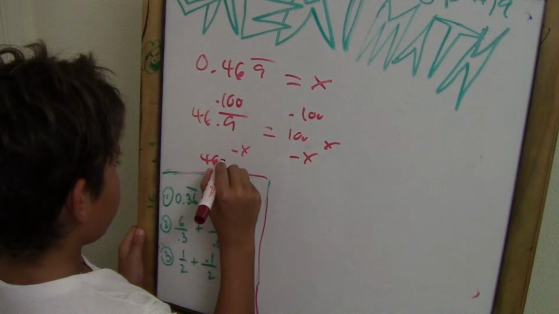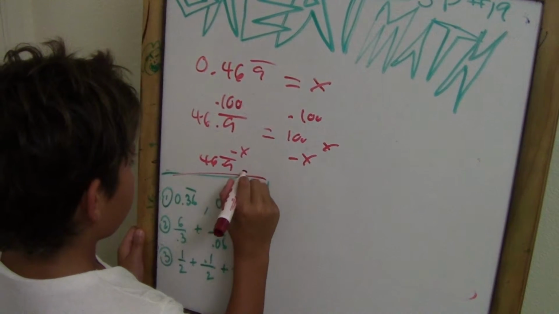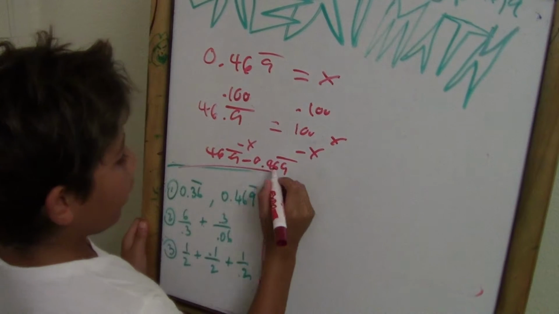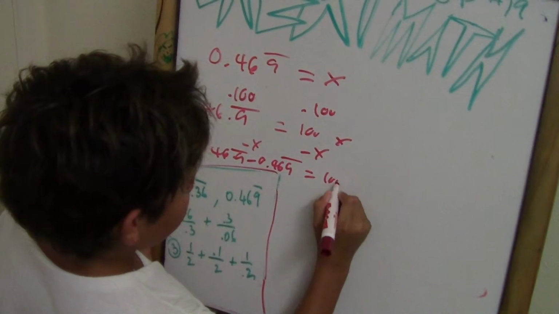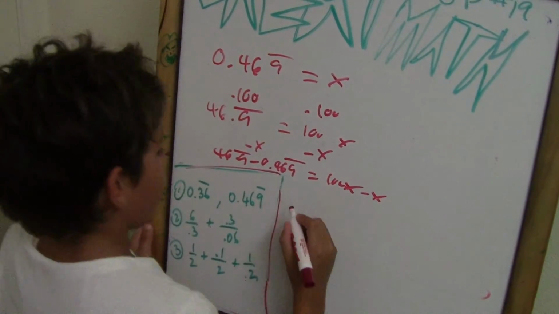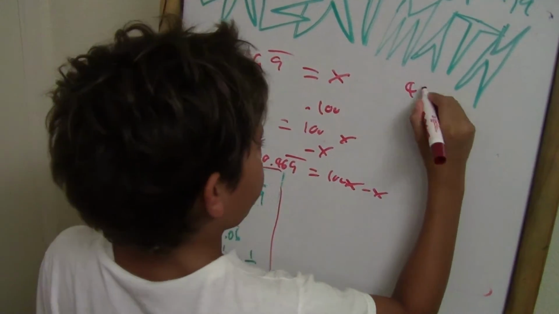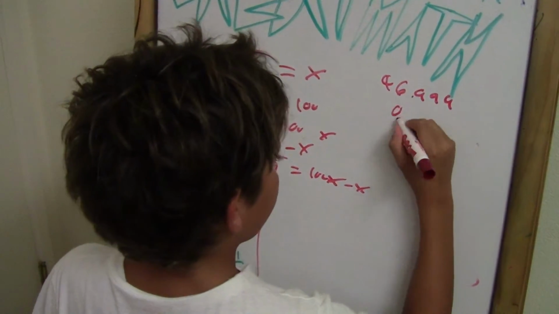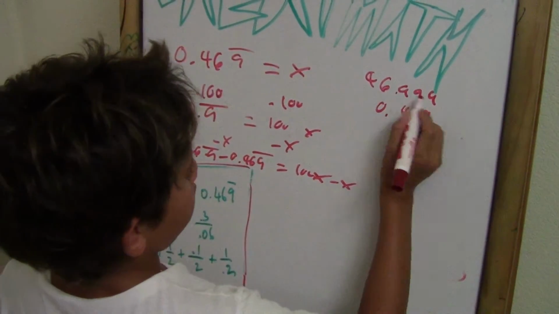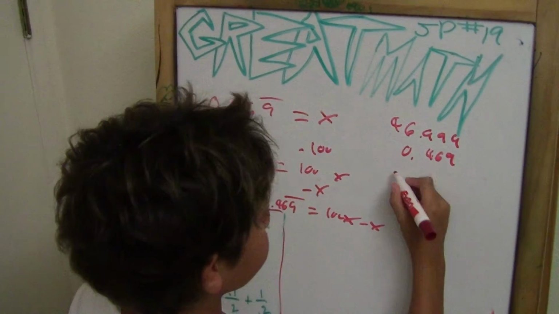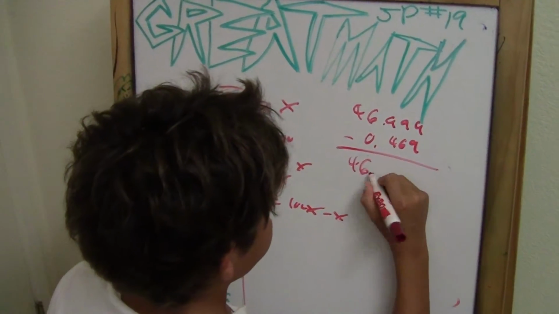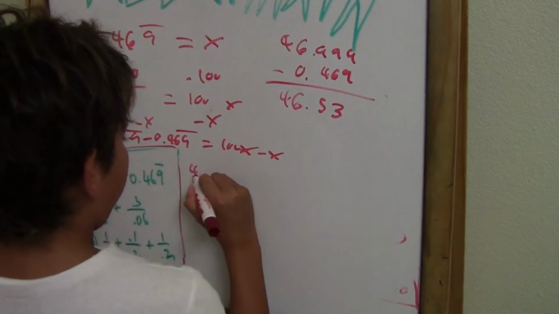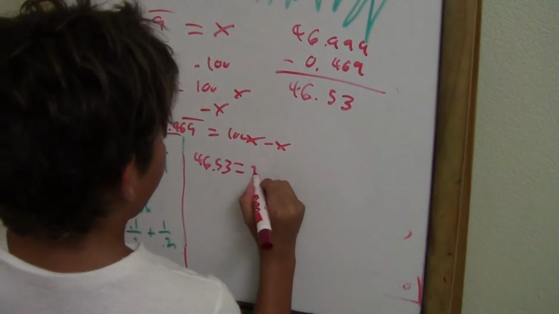Okay, 46.9 forever minus 0.9. 4, 6, 9 forever. Not the 4, 6, just the 9 forever. It's equal to 100x minus x. Now for this type of problem, if it's this long, we really want to just do it in a table like we usually do it, 0.469. If it's forever, we can put as many 9s as we want just to make it lined up. 4, 6, 5, 3, 0, 0, 0. Okay. It would be 4, 6, 5, 3 is equal to 99x.